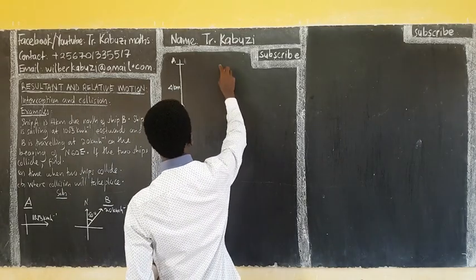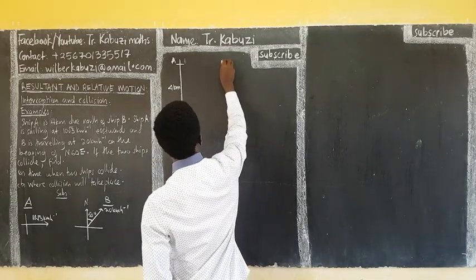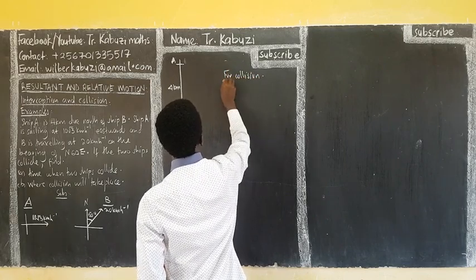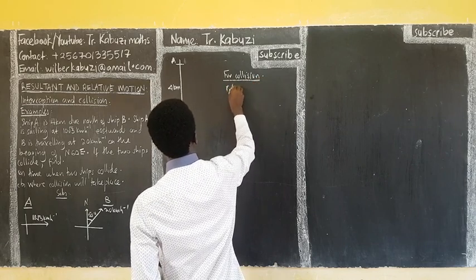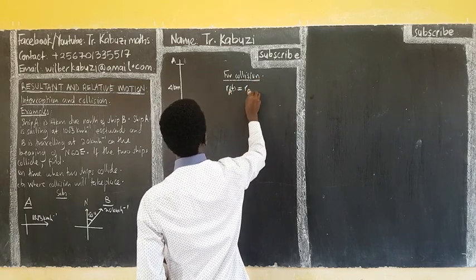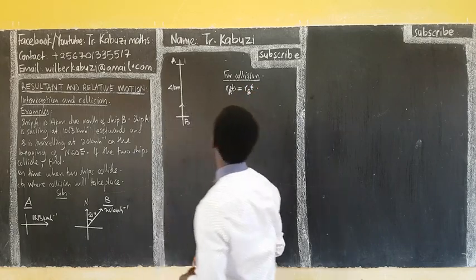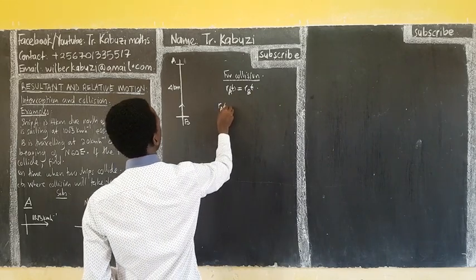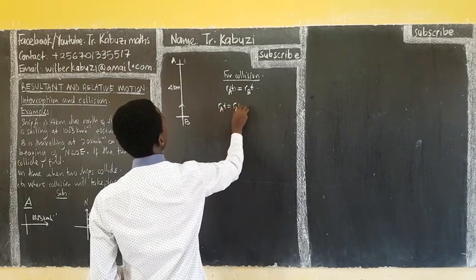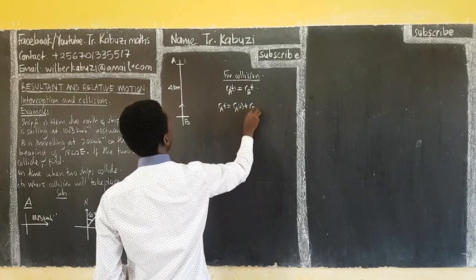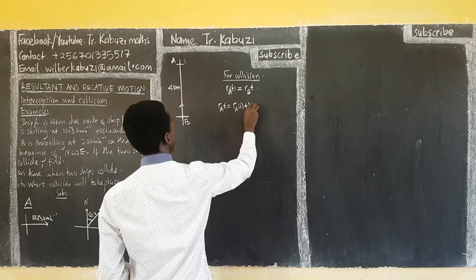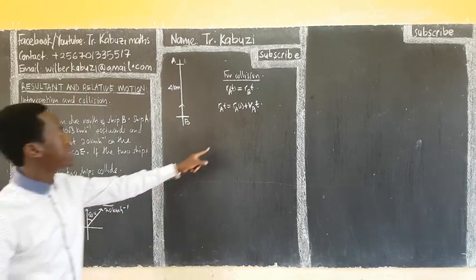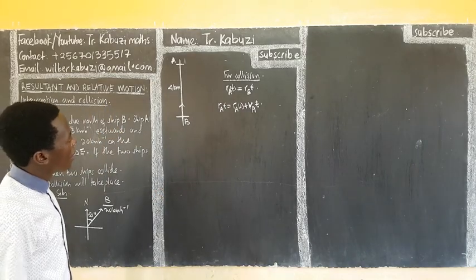Okay, so for collision, you know that the displacement of ship A at any time should be equal to the displacement of ship B at any time. But note that our R at time T is equal to R naught, the initial position, plus the velocity of A times the time. So we need this initial position of A.